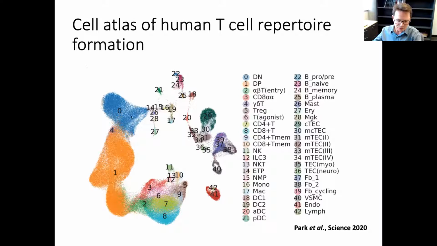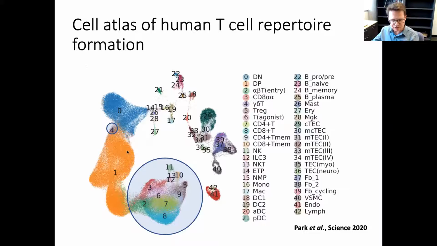So here are those double negative thymocytes, and then here are the double positive thymocytes. And over here we have all the mature T cell types. Out here we have gamma delta T cells, which are a little bit different. And here's the CD4s and here's the CD8s. But what I want to draw your attention to is the diversity of T cells that you get in the thymus beyond CD4 and CD8.